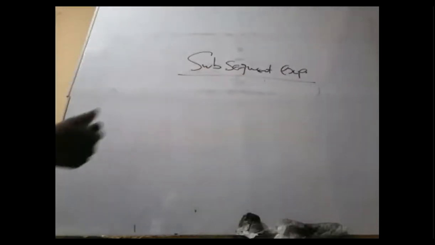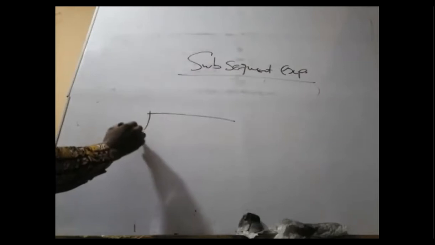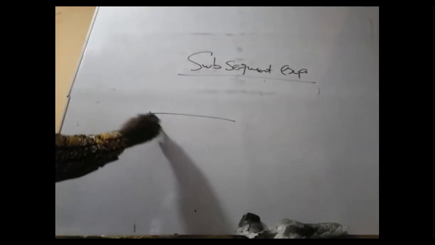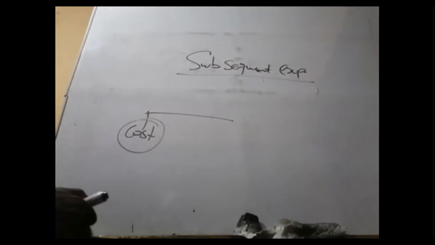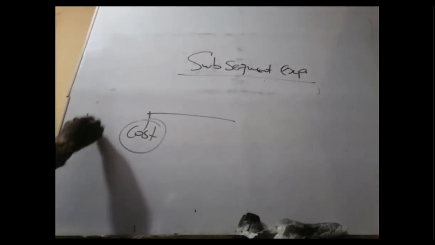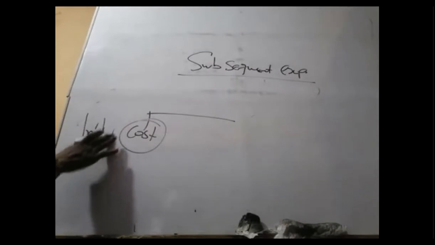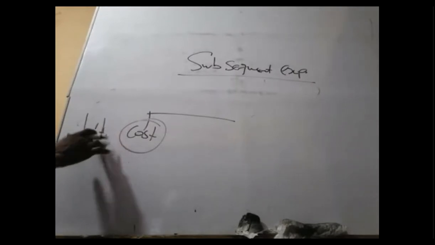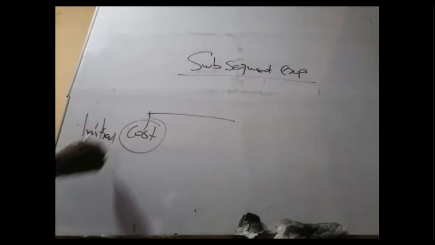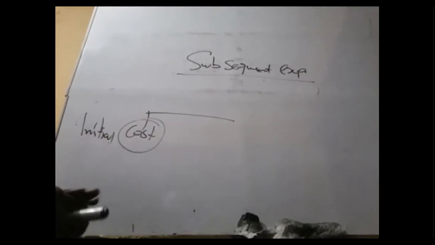Subsequent expenditure incurred on an asset simply means the cost that you incur after you acquired the asset at the initial stage. By all means, no matter what, you incur additional cost on this asset again. How do you treat this subsequent cost? We call it subsequent expenditure.